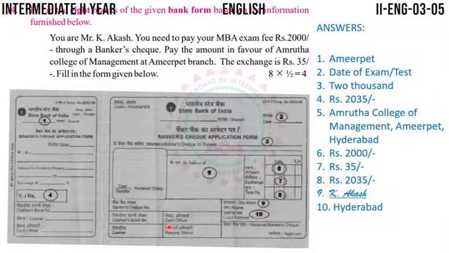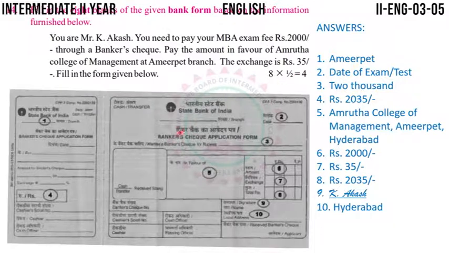Next, let us see one more example. You are Mr. Akash. You need to pay your MBA exam fee of rupees 2,000 through a banker's check or DD. Pay the amount in favor of Amrita College of Management at Amirpet branch. The exchange is 35 rupees.